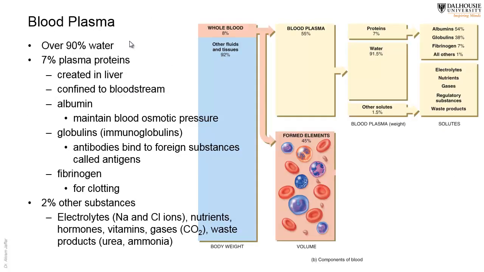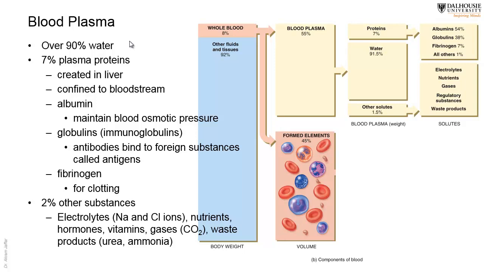The plasma, in fact, not only contains water. It is transparent, but it is not colorless. It's light yellow in color because it contains other substances. 90% of it is water, but the other structures are proteins, the plasma proteins. These plasma proteins are created in the liver, and they have several functions in the blood. They are called plasma proteins because they are confined to the bloodstream.